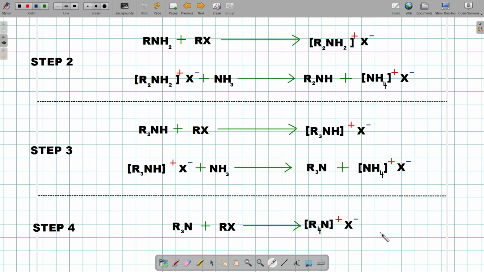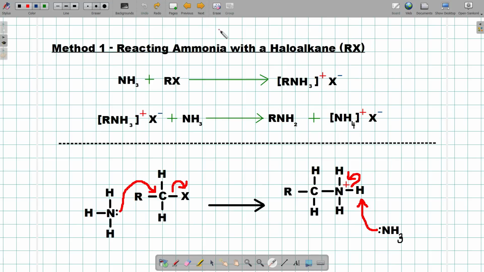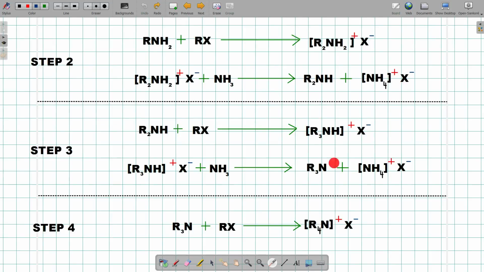That's where it stops. But overall, it's quite an inefficient reaction. If you're aiming to get one particular product, you're going to get like 4 different types unless you have a very, very controlled reaction. And so that's the first method, not the best method.